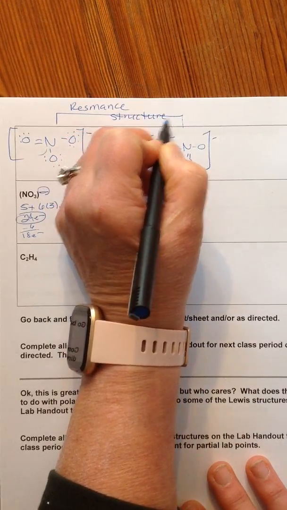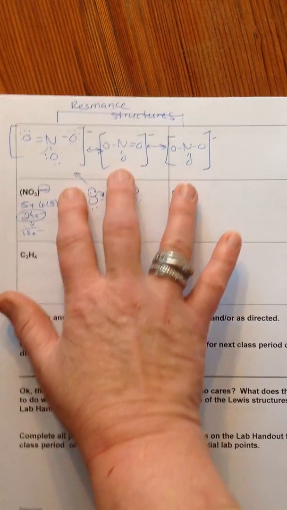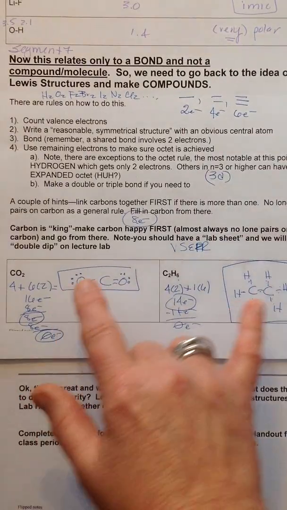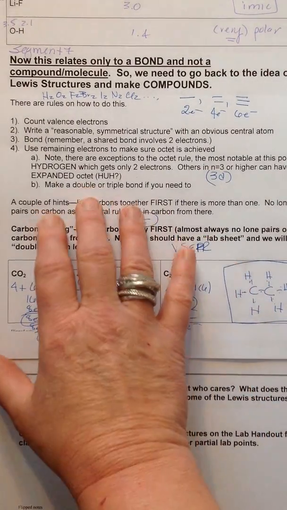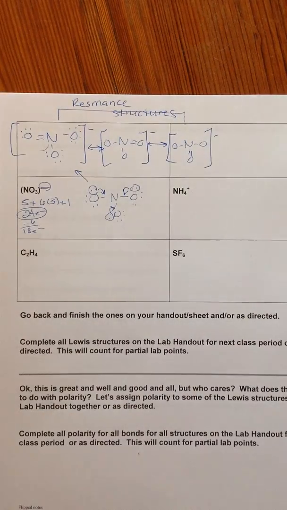So one of your jobs is going to be to find all the possible resonance structures in the lab handout that we're going to do together. Some structures have resonance, the other ones do not. There's no other valid way you can write these by moving electrons around. So these don't have any resonance structures. Some do, some don't, and we're going to find those together.